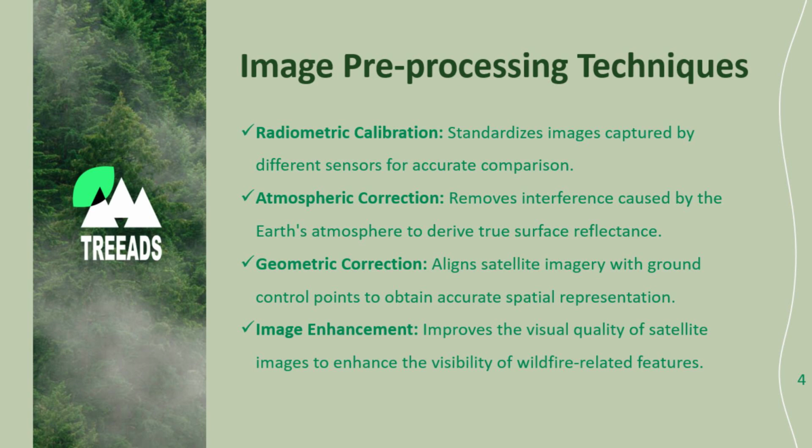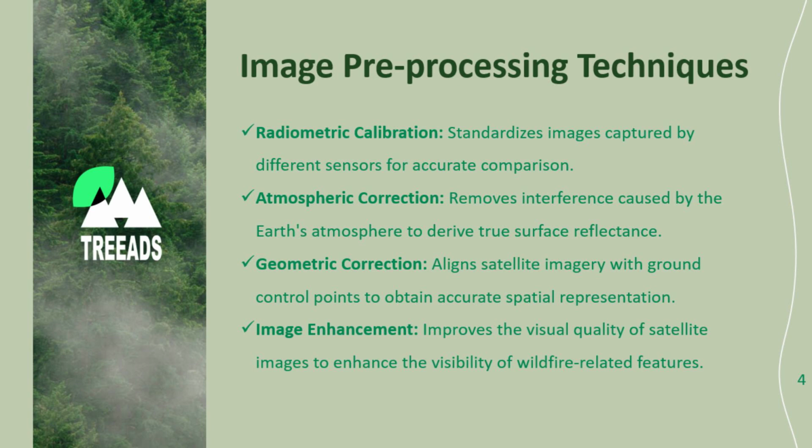Atmospheric correction. Atmospheric correction compensates for the interference caused by the Earth's atmosphere during the image acquisition process. By removing atmospheric effects, such as scattering and absorption, the true surface reflectance can be derived.